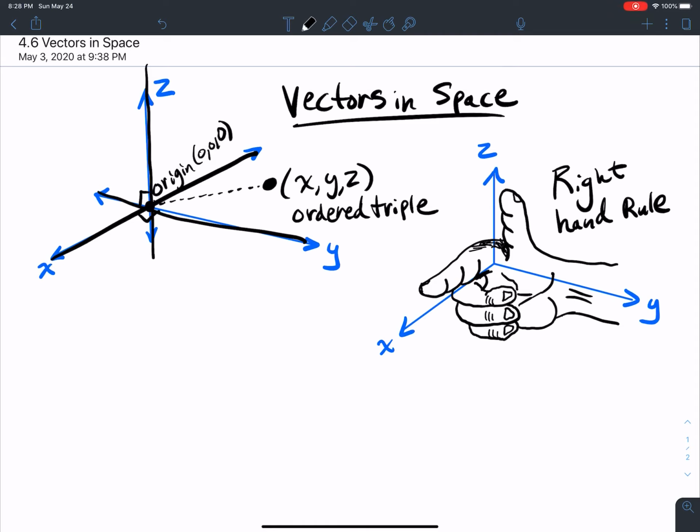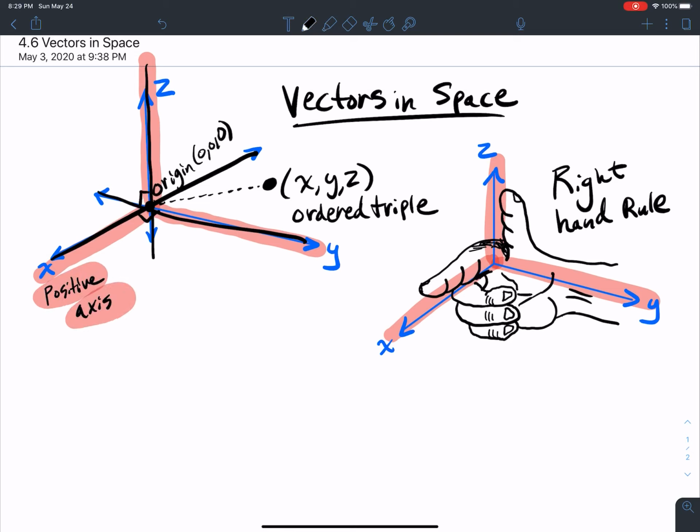The direction chosen for each positive axis makes the system a right-handed system. So what does that mean? This is the positive axis for x, this is the positive axis for y, and this is the positive axis for z. To remember the right-hand system, use your pointer finger, your thumb, and then your arm here. When you make that shape, you can see those are the positive axes.